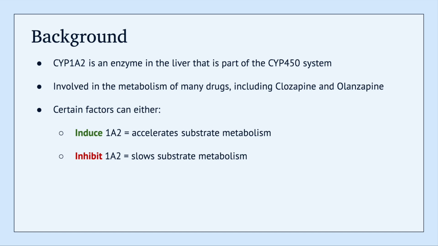One of the main concepts I want to explore in this video is that certain factors can act as either inducers or inhibitors of 1A2. And so what I really want you to remember is that factors that induce 1A2 will accelerate substrate metabolism. So this means that 1A2 is acting on these substrates and metabolizing them. So if you induce 1A2, it's going to accelerate substrate metabolism. On the other hand, we can say that inhibiting 1A2 leads to slower substrate metabolism.